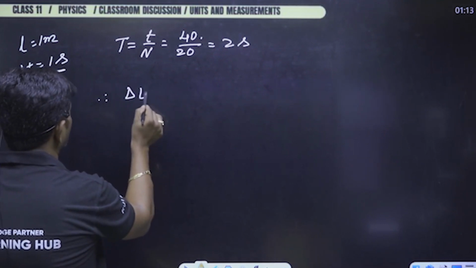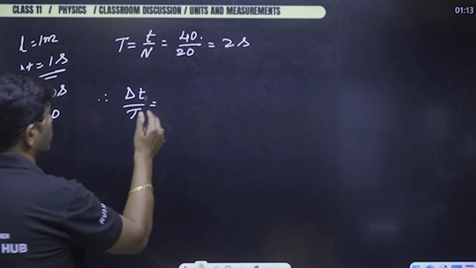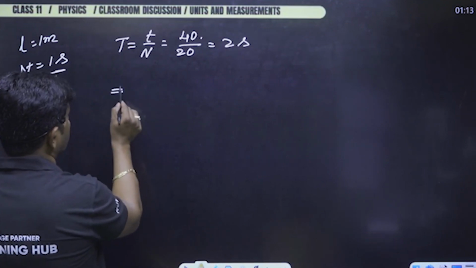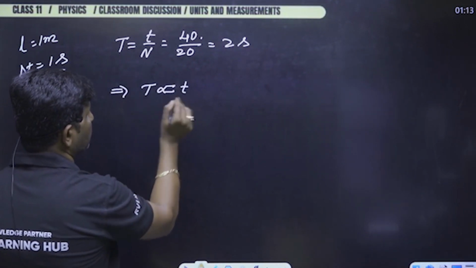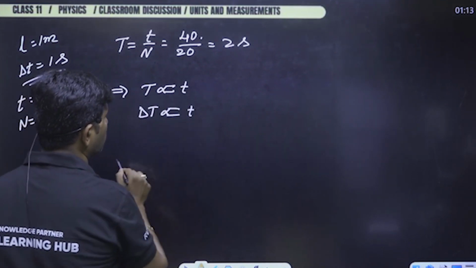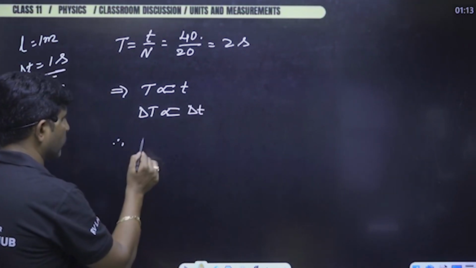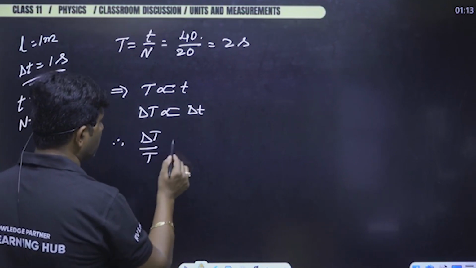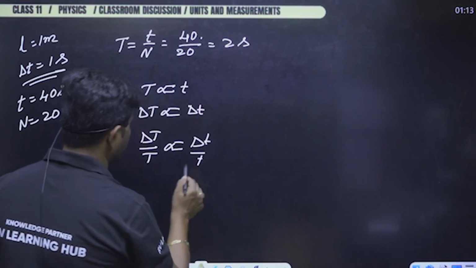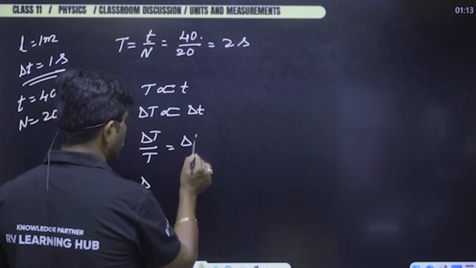We know that delta t by capital T becomes equal to delta t divided by capital T. Okay, one minute, I will explain to you. From this we can say that time period is directly proportional to small t. So delta capital T is directly proportional to delta small t, is it right? Therefore, we can say that delta capital T by T is proportional to delta t by T. Is it right, ma? So just simplify, it is equal to delta t by T.